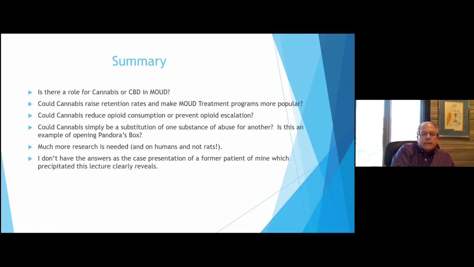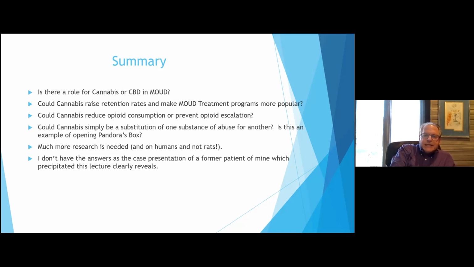So to summarize, is there a role for cannabis and CBD in MOUD? I don't know. Could cannabis raise retention rates and make MOUD treatment programs more popular? Sure could. I mean, you can smoke pot in this treatment program, I can only imagine. Could cannabis reduce opiate consumption and prevent opiate escalation? Again, possible. Or could cannabis be an example of opening Pandora's box and be a substitution for one substance over another?